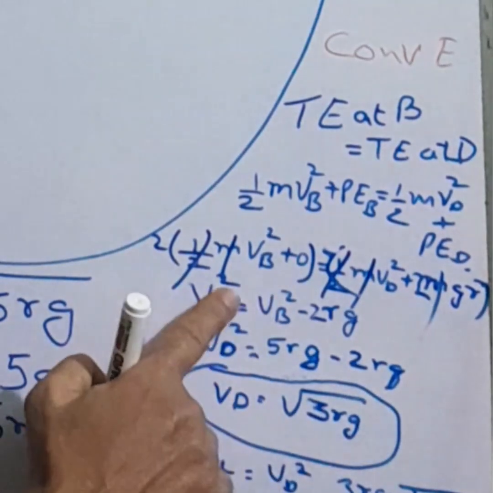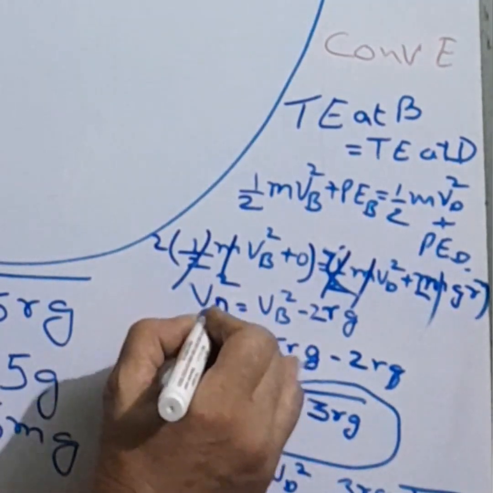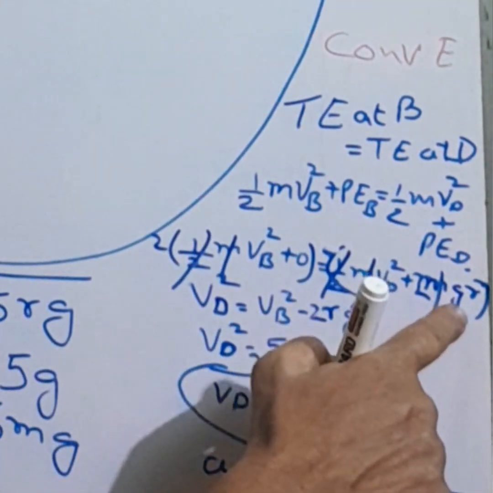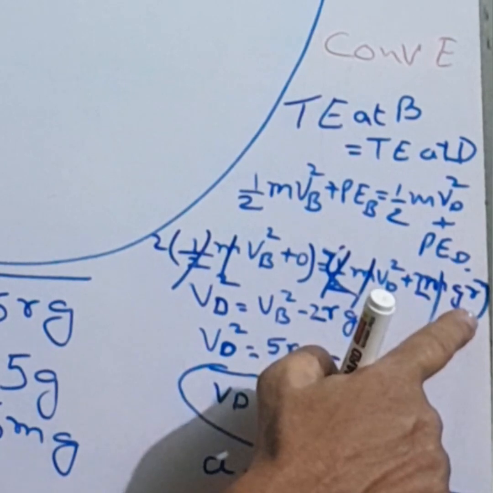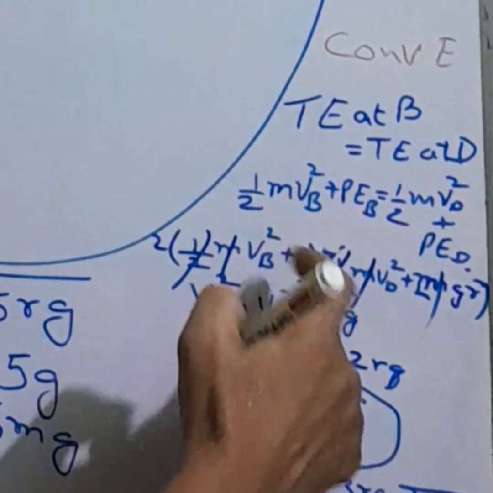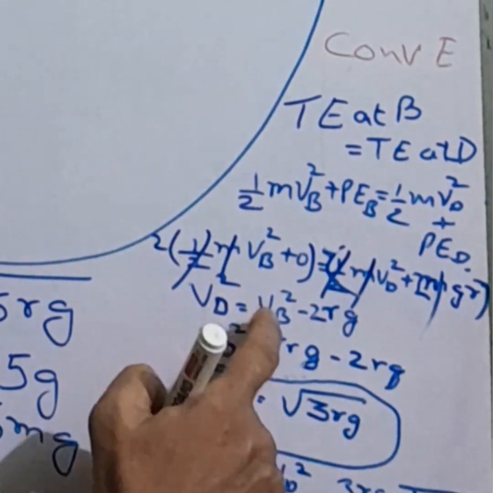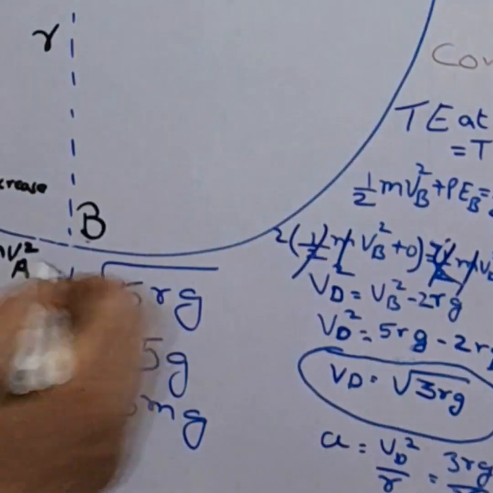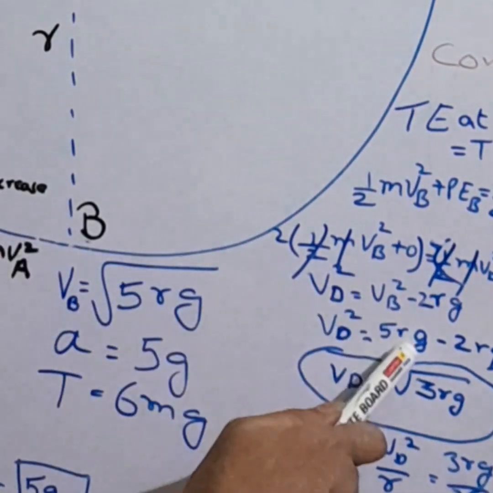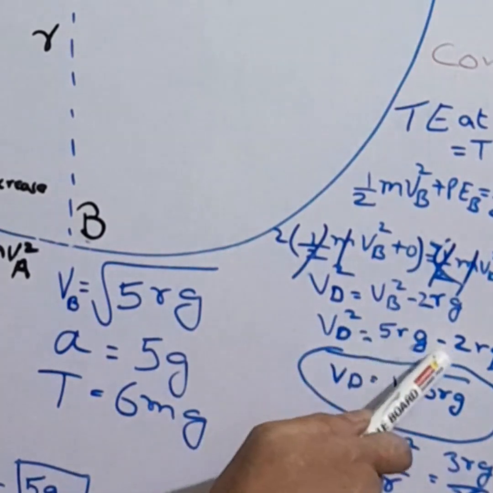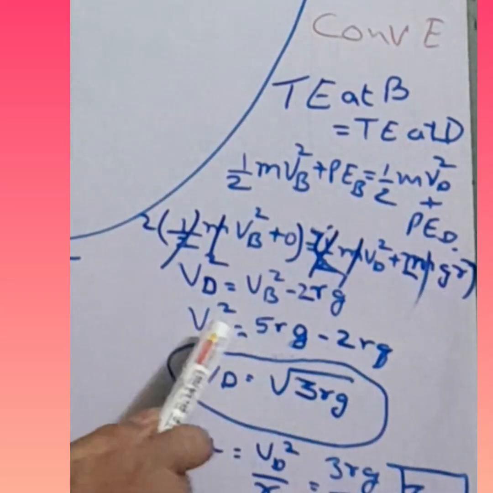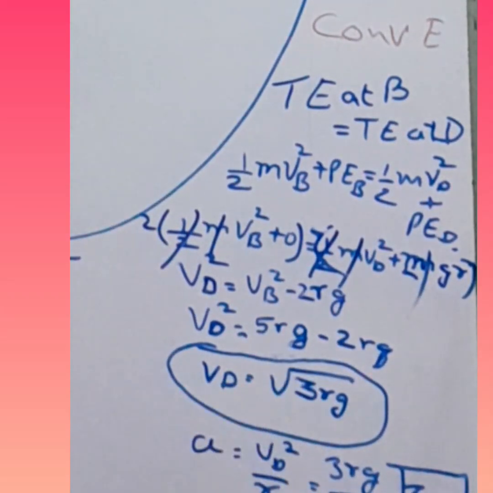So what we end up with is vB square is equal to vD square plus 2Rg. Since we are interested in finding vD, we take 2gR to this side, so vD square is equal to vB square minus 2Rg. Now we have already found out that vB square is 5Rg. So 5Rg minus 2Rg gives you 3Rg, but it is square, so we have got to root. So it is root 3Rg.